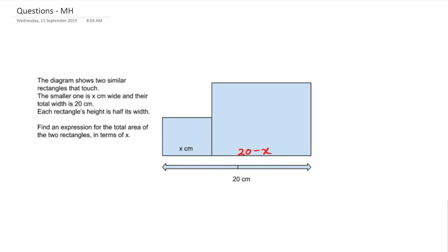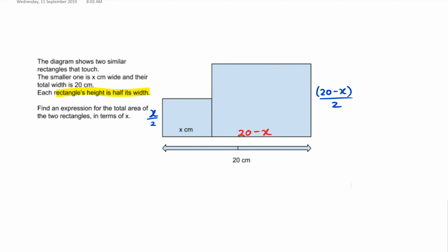Now the next thing it says is that each rectangle's height is half its width. So for the small rectangle, we're going to get x over 2, and then for the big rectangle we're going to get 20 minus x over 2. And now the question says find the expression for the total area of the two rectangles in terms of x.